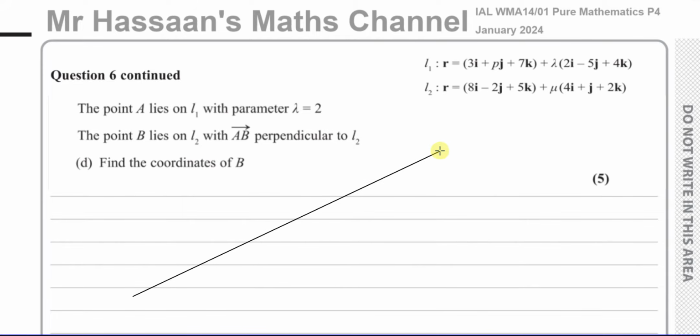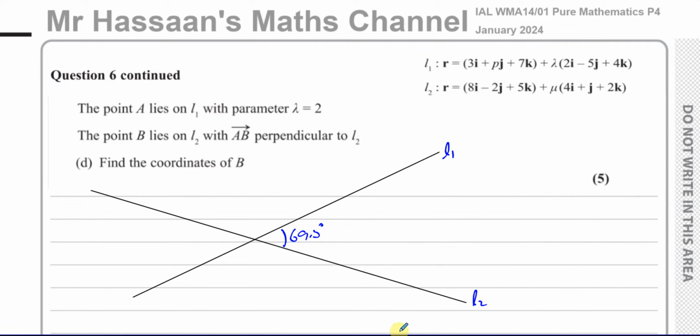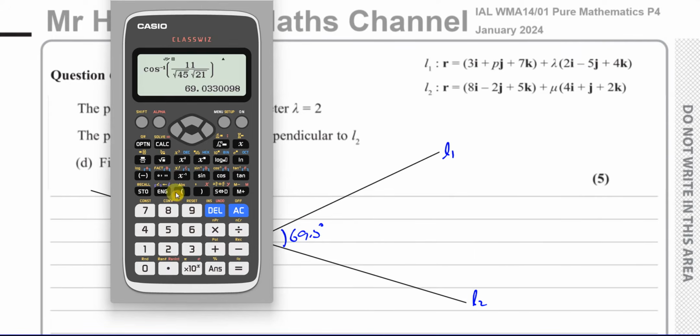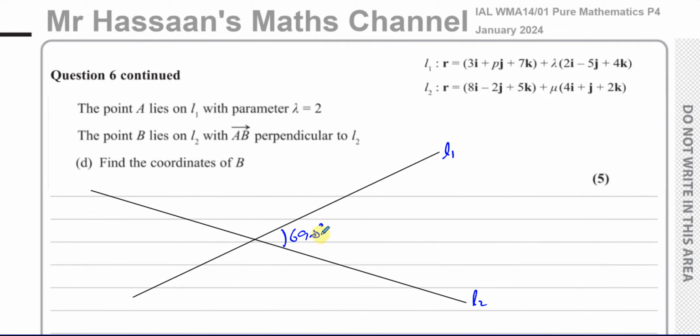So I'm going to draw a diagram again. We know that you have line 1 and you have line 2. The angle between them is 69.0 degrees. In case we need to use this again, I'm going to store this as A, so it's in its exact form. So that's the angle between them. The lines are tail to tail.